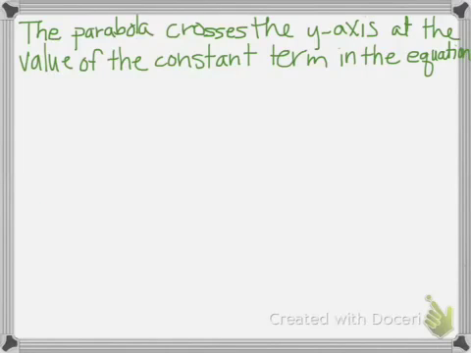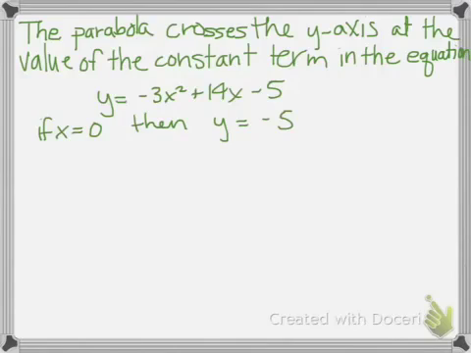Okay, so the parabola crosses the y-axis at the value of the constant term in the equation. So the constant term, again, is the number that's all the way by itself. So if I have y equals negative 3x squared plus 14x minus 5, the constant term here is negative 5. And that's always going to be the y-intercept, because if you let x equal 0, then y is going to be negative 5. And those first two terms in your quadratic equation are always going to drop out if you let x equal 0. So the constant term, the term that's left over, is always going to be your intercept.